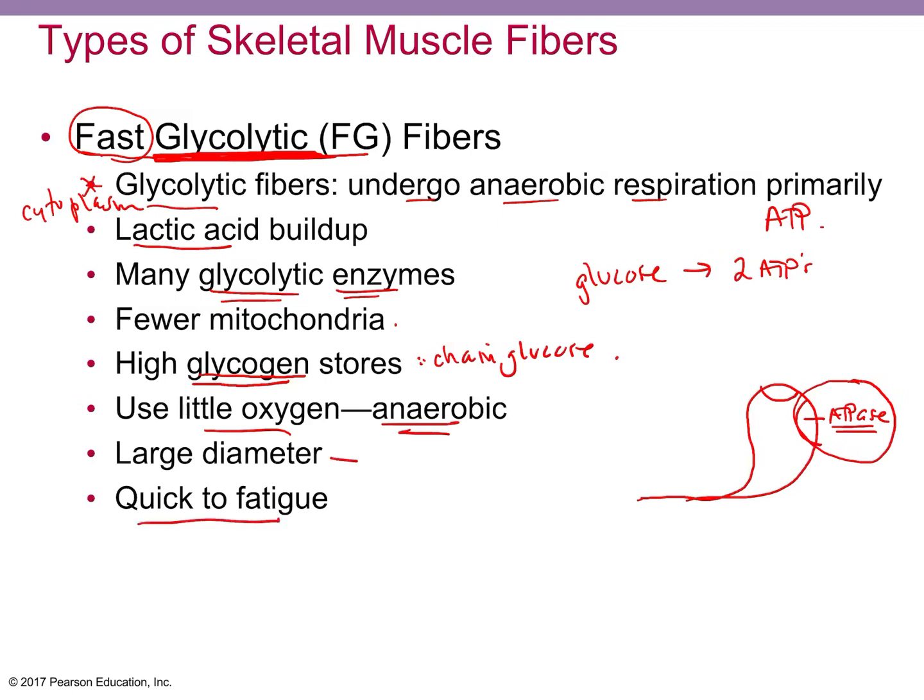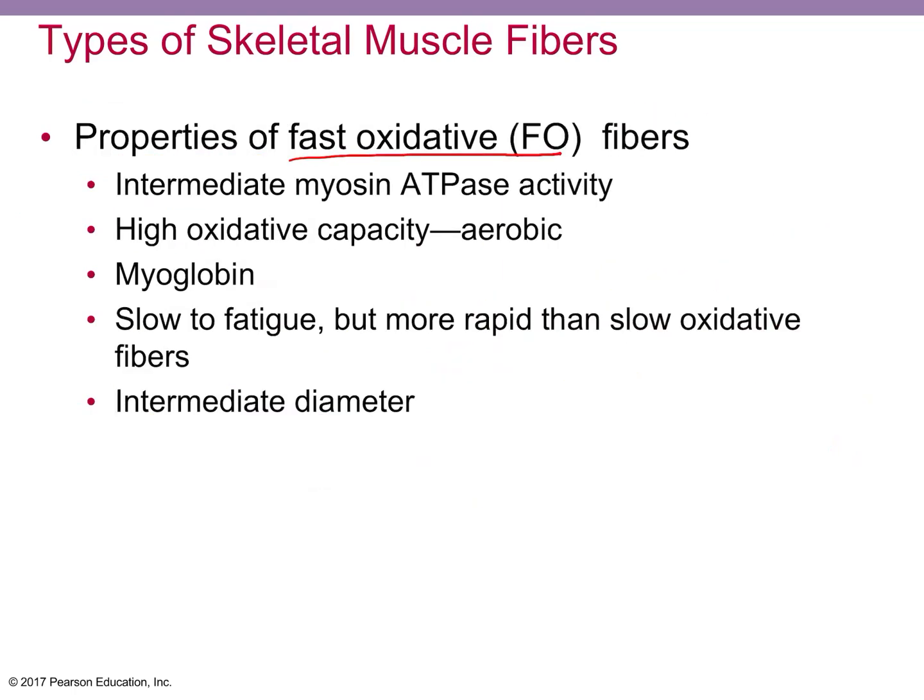The other characteristic you need to know is that these fast glycolytic fibers are really big. They have a large diameter, so that means that they can create a lot of tension. They're very powerful muscles, a lot of tension. They're good for power. All right, so then there's this intermediate type, right?